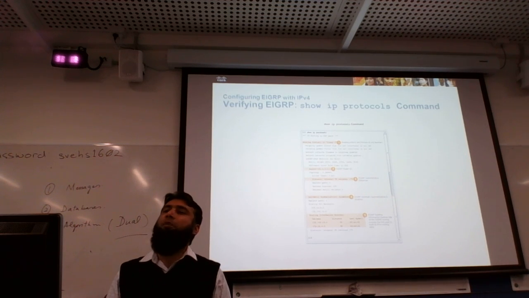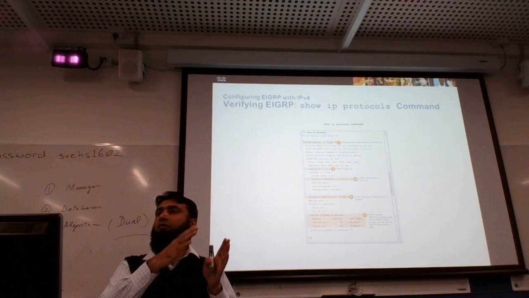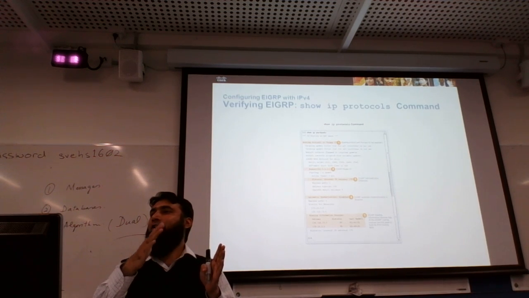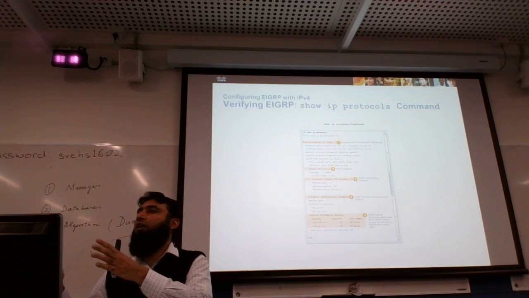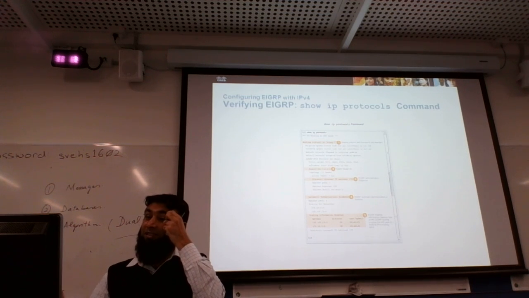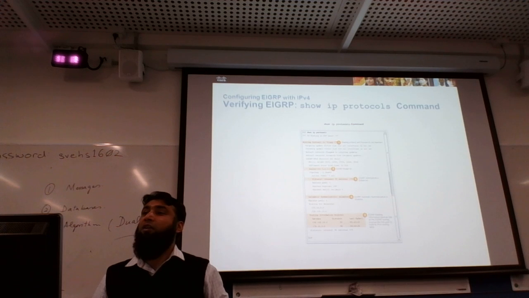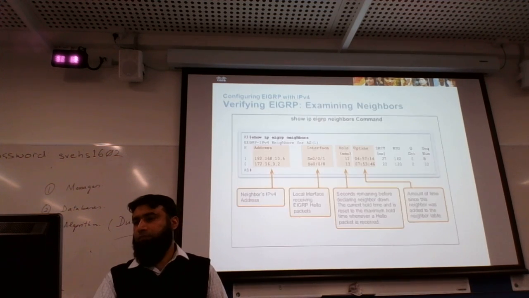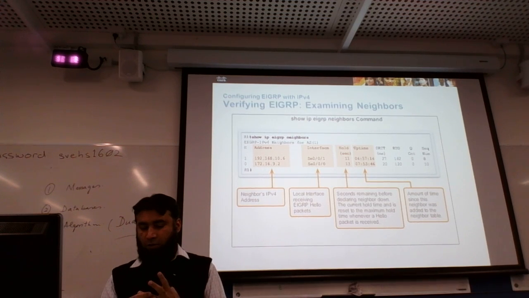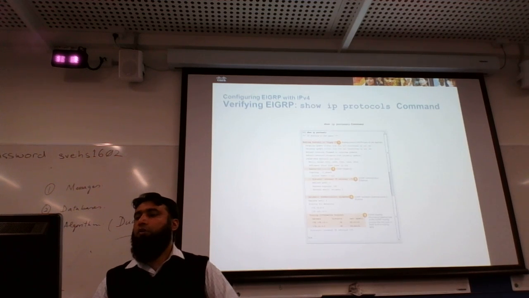In our lab, just to make things simple, R1 will have an ID of 1.1.1.1, router 2 will have an ID of 2.2.2.2, router 3 will have 3.3.3.3. And also, when we are looking at the routing table and the show IP EIGRP neighbor command, it will help us to see and identify our router.